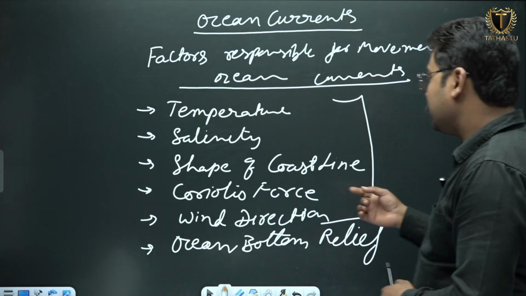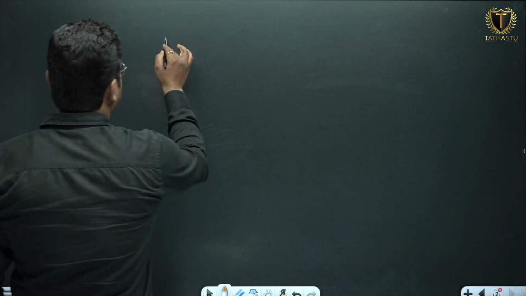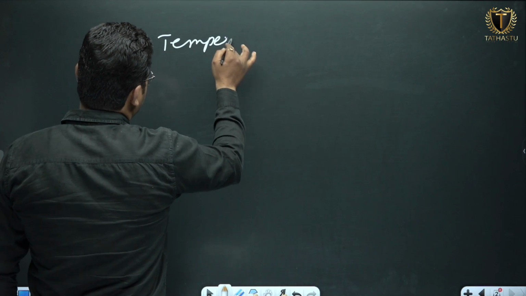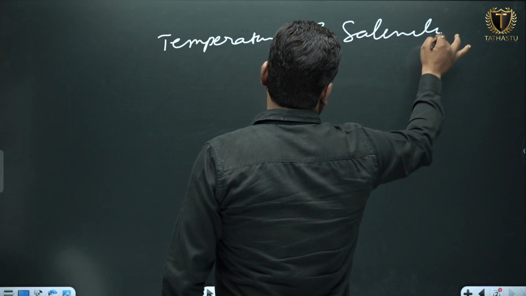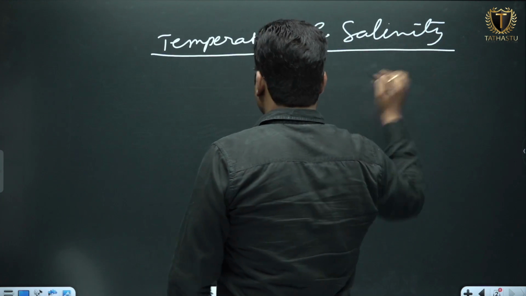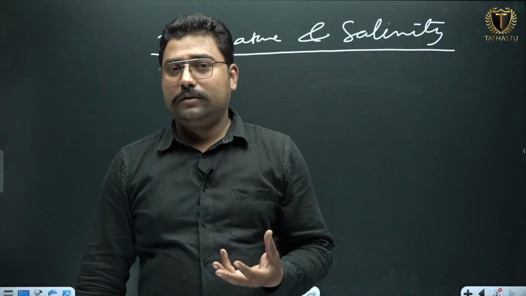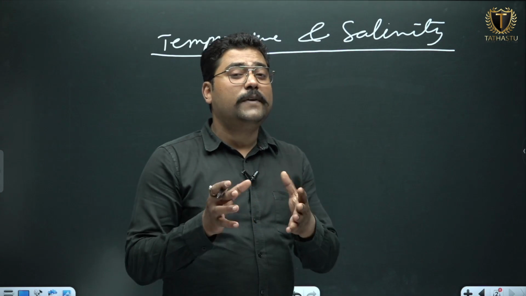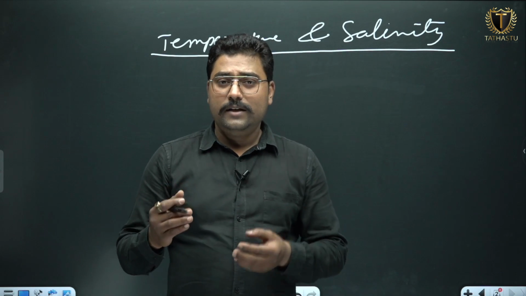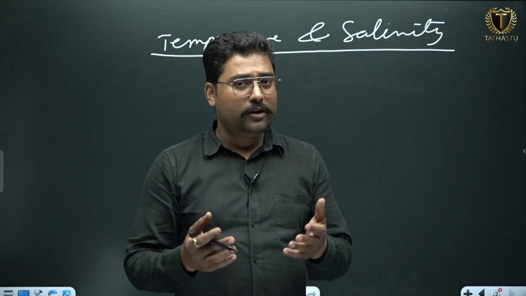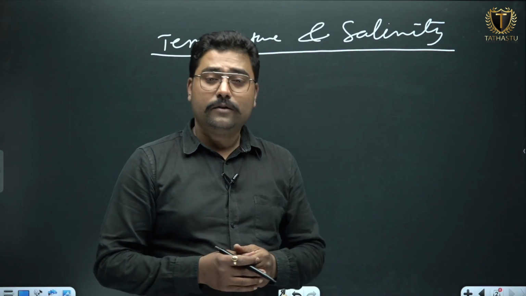First we are going to discuss the temperature and salinity. If we talk about the temperature and salinity, we know latitudinally the temperature is governed on earth. The whole earth is divided into 5 temperature belts, 1 torrid, 2 temperate and 2 frigid. 30° north to 30° south is the torrid zone or hot zone, 30 to 60 temperate and 60 to 90 frigid.